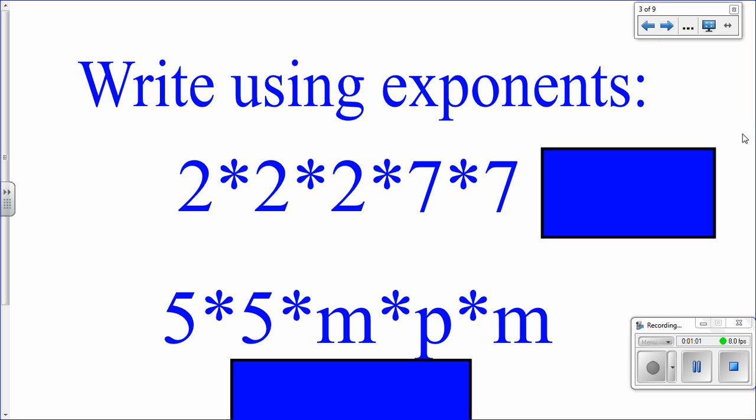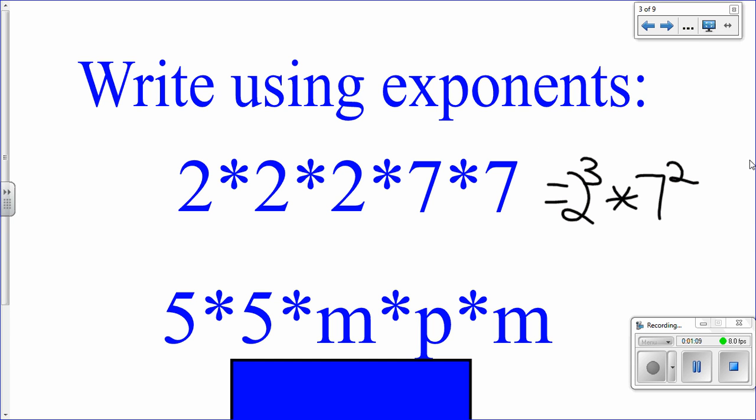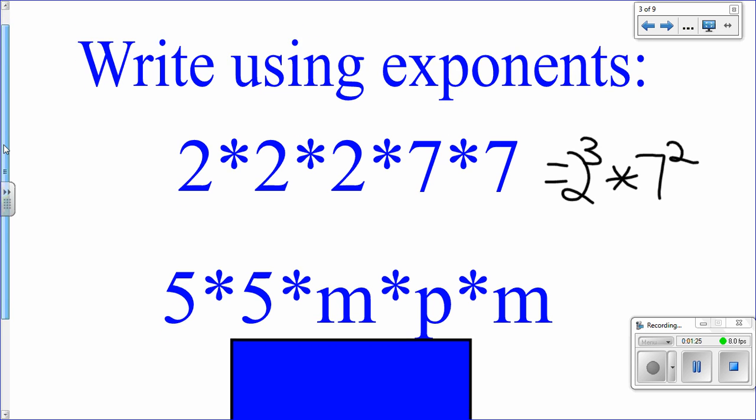Write the following using exponents. 2 times 2 times 2 times 7 times 7 equals 2 to the power of 3 times 7 to the power of 2. We can also say 2 cubed times 7 squared. Notice we don't solve it. The directions say to write using exponents.